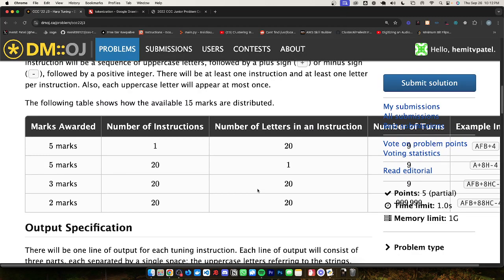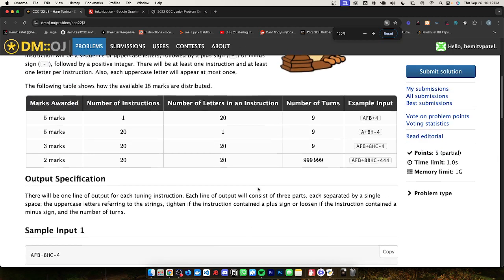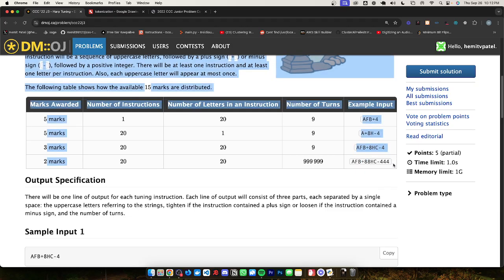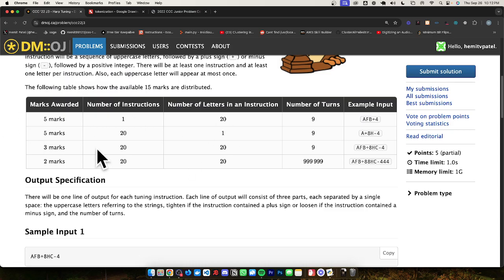And then there are certain marks that you can get based on how well you're able to do the program. So you get 5 marks if you can do something like this, right? You get another 5 marks if you can add 2 instructions to the mix, and then you get 3 marks if you can add multiple letters, and then another 2 marks if you can do all of this. So basically you get more marks for how versatile your program is, right?